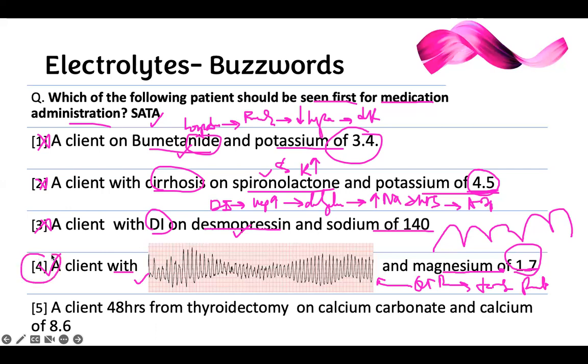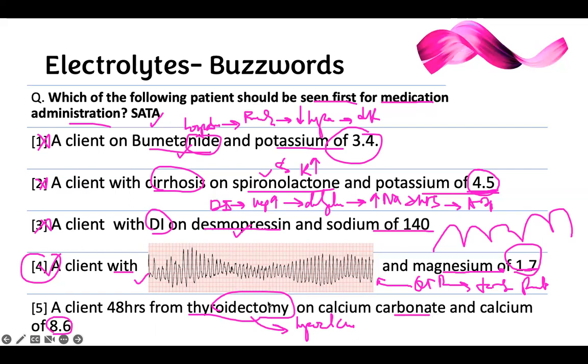So I'm picking this choice. A client, 48 hours from thyroidectomy on calcium carbonate and a calcium of 8.6. So they remove the thyroid. Whenever they give you thyroid, think about hypocalcemia. Every time somebody had surgery and they remove their thyroid, the number one complication is hypocalcemia. So they need calcium supplement.